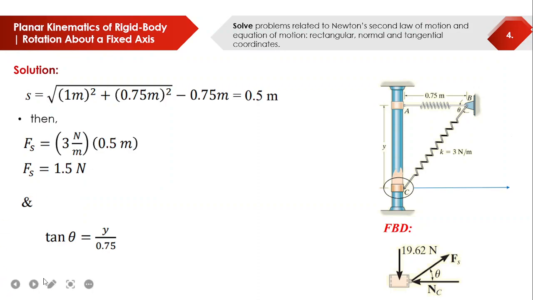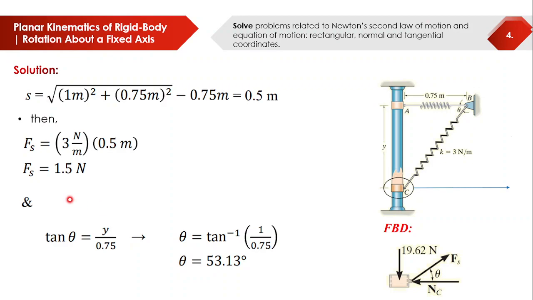And for our theta, tangent theta is equal to y over 0.75, since it is opposite over adjacent. So this is our theta. That will be opposite over adjacent, so y over 0.75. Then you just take the arctan. Theta is equal to arctan of 1 over 0.75, since this is the condition when y is equal to 1 meter. So our theta will be equal to 53.13 degrees.